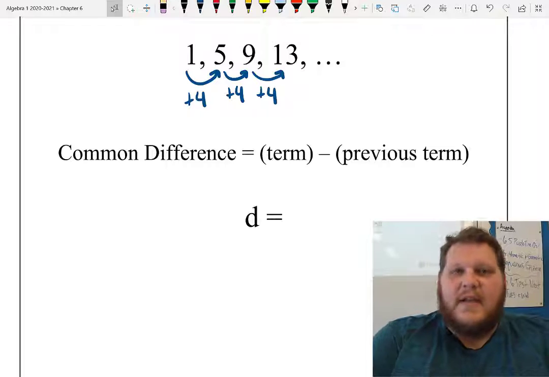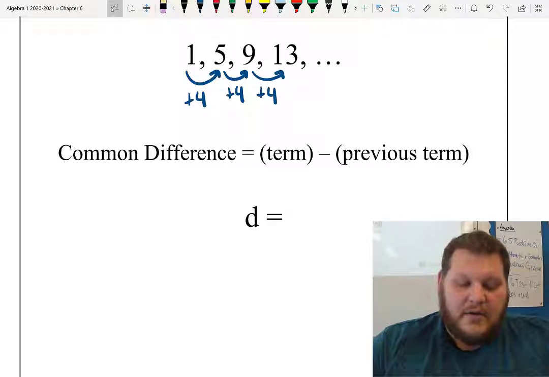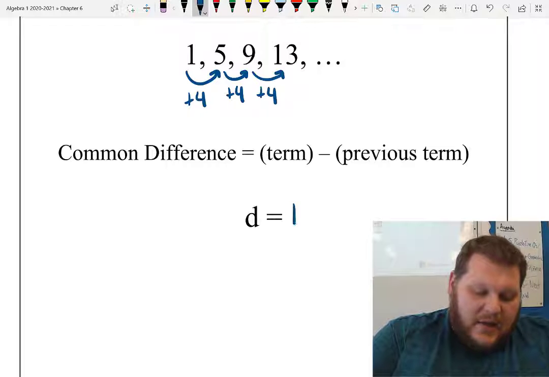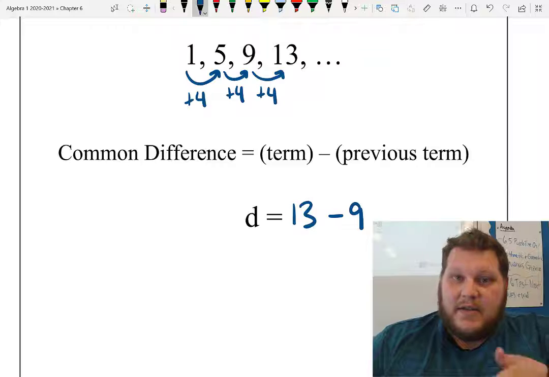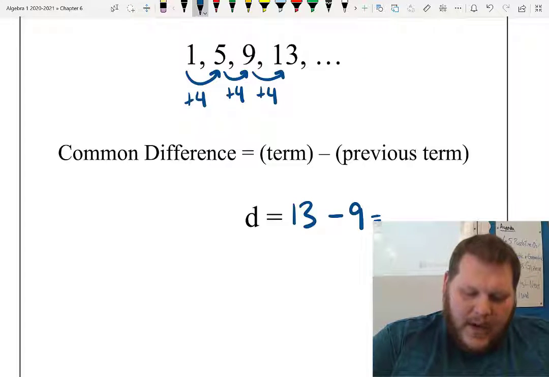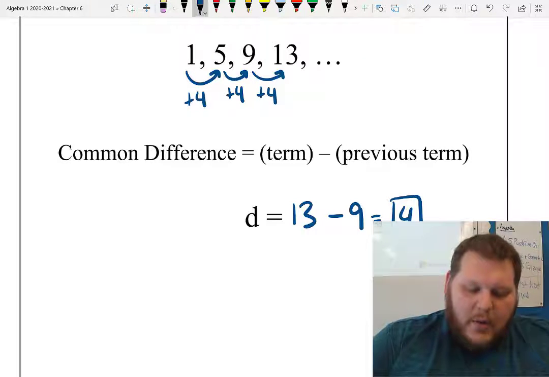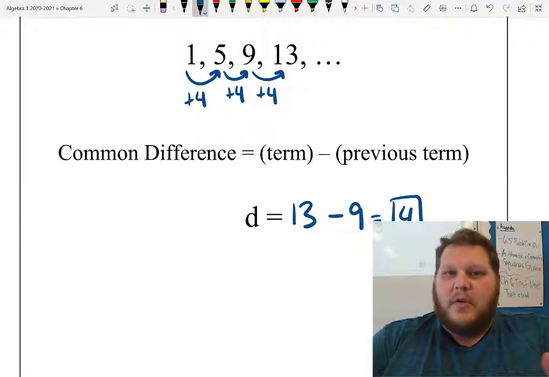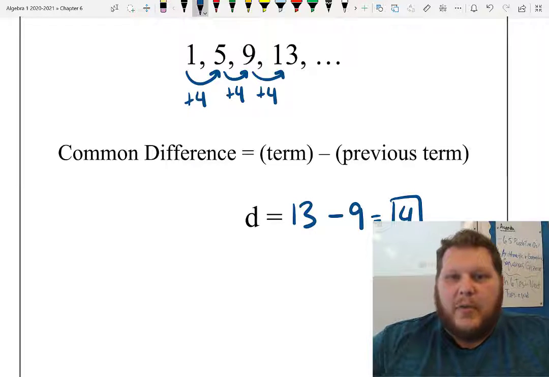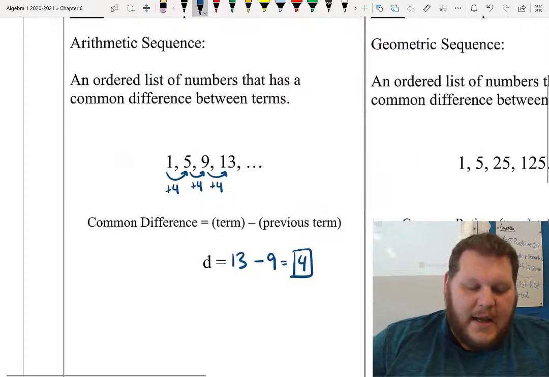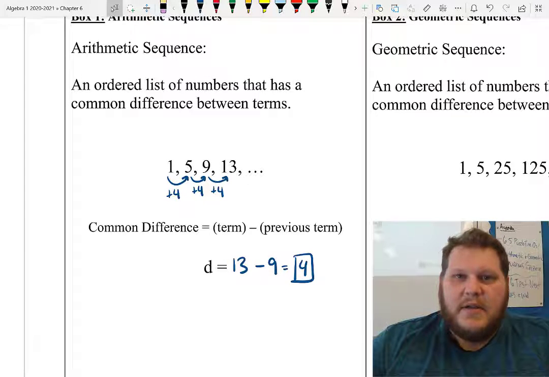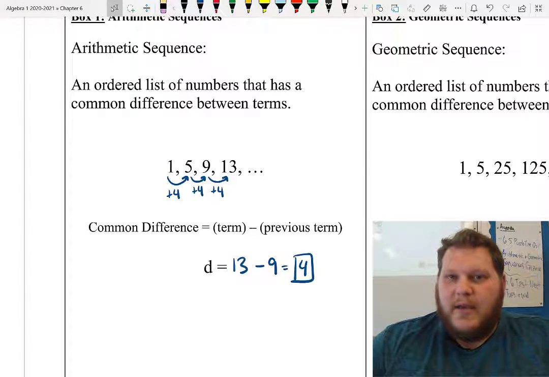So if you couldn't identify that plus 4 was our common difference here in this sequence, I could take 13 and subtract the previous term, which would be 9. That's the term that came right before it. And we would end up at positive 4. And we'd be able to say, hey, my common difference is 4 based on my formula here. So that's arithmetic sequences: common difference, meaning we can either add or subtract from one to the next.